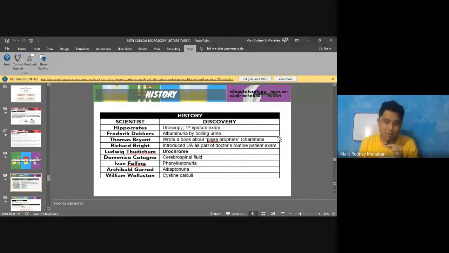Ludwig Thudichum, of course, discovered urochrome. Urochrome is the main pigment, again, that gives your urine its normal color. All right, and we'll discuss that when we go to the physical exam. You have Domenico Cotugno, who discovered CSF. Ivar Følling discovered phenylketonuria. Archibald Garrod discovered alkaptonuria. And you have William Wollaston, who discovered the cystine calculus.